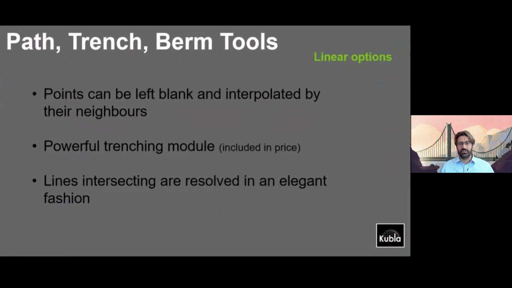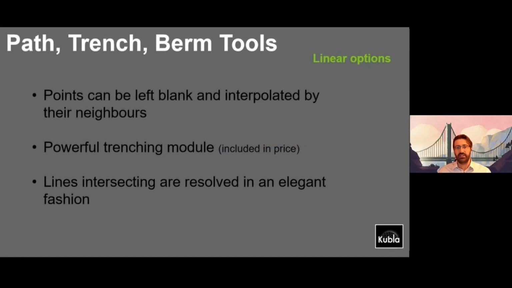Moving on, path, trench and berm tools. We've really enhanced these linear element tools, which allow you to specify a centre line and define earthworks using centre lines rather than boundary outlines. In Kubla Cubed 2019, there was a path tool, like I mentioned. It was quite limited in that you couldn't cross paths over each other, or if you did do two paths, they would cumulatively cut out of each other.